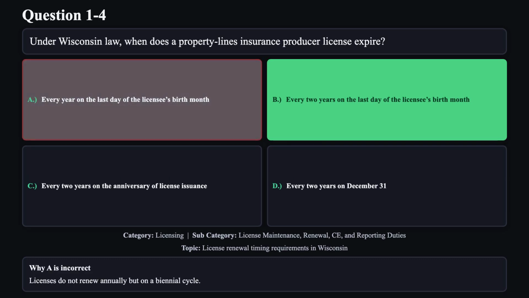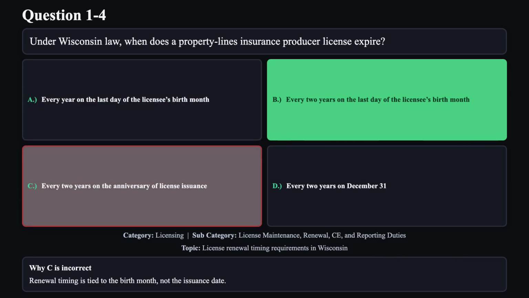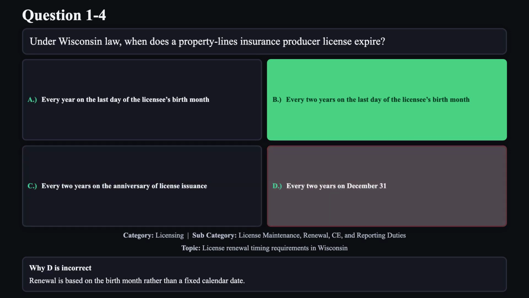Reason A is not correct. Licenses do not renew annually but on a biennial cycle. Reason C is not correct. Renewal timing is tied to the birth month, not the issuance date. Reason D is not correct. Renewal is based on the birth month rather than a fixed calendar date.